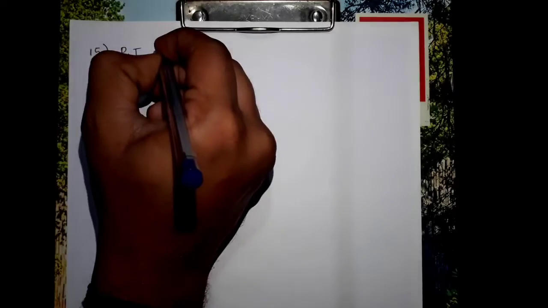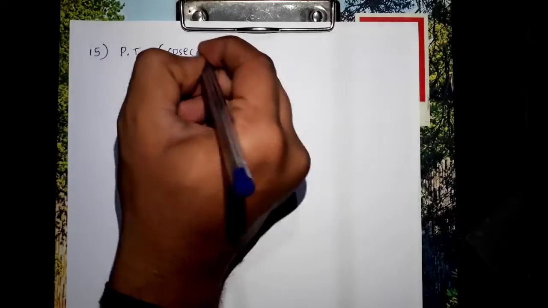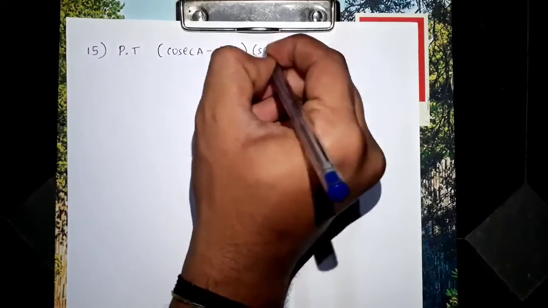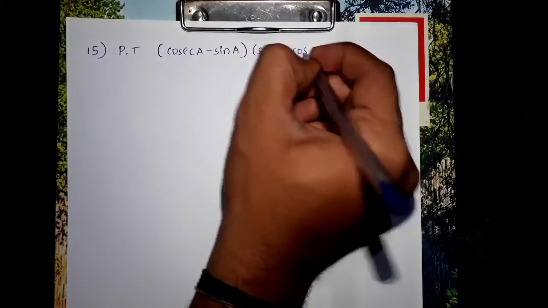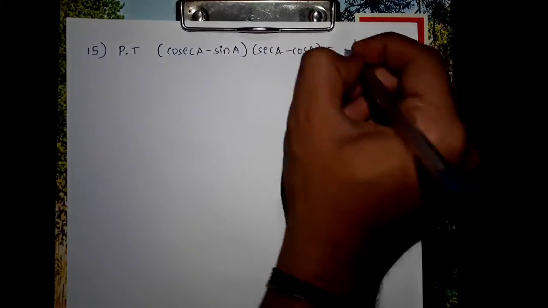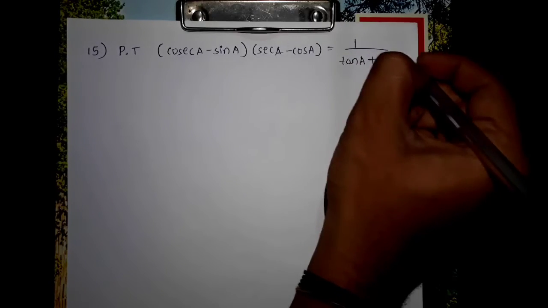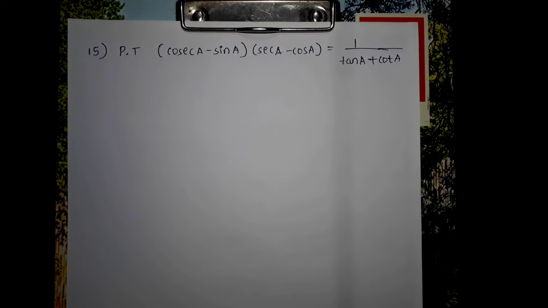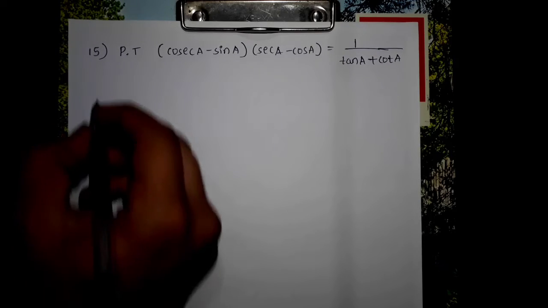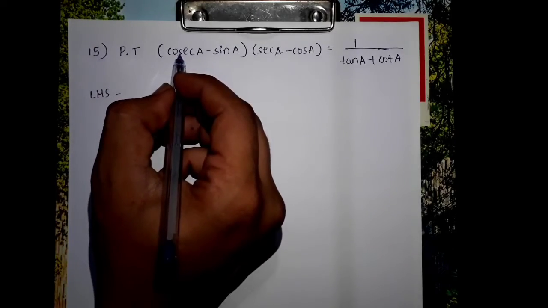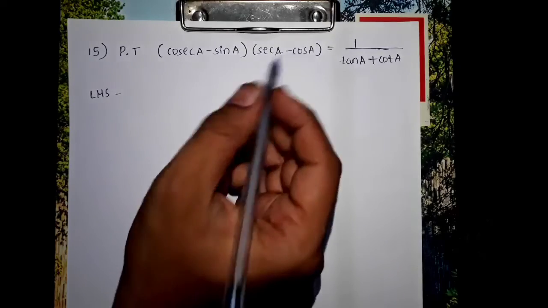Now let us go to the 15th question. It is, prove that cosec a minus sin a into sec a minus cos a is equal to 1 divided by tan a plus cot a. In this question we have to solve both LHS and RHS. Let us solve LHS first. Now in this, cosec a minus sin a into sec a minus cos a.